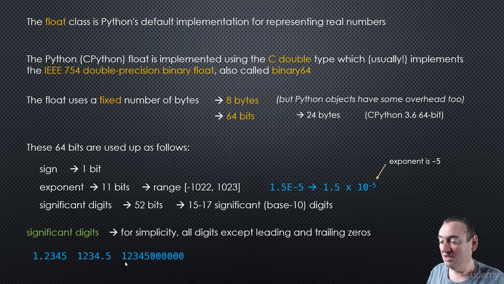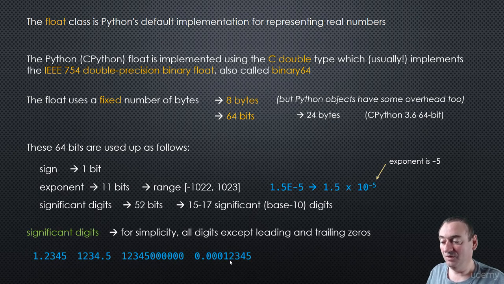Same thing with this number here, 1, 2, 3, 4, 5, with 6 zeros after that. Well, that is also a number with 5 significant digits, because this is really nothing more than 1, 2, 3, 4, 5 times 10 to the 6. And so the 6 is the exponent. Well, that's stored in the exponent. And the 1, 2, 3, 4, 5 are the significant digits. So we still have 5 significant digits.